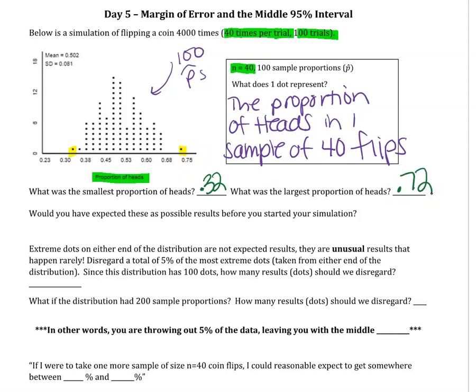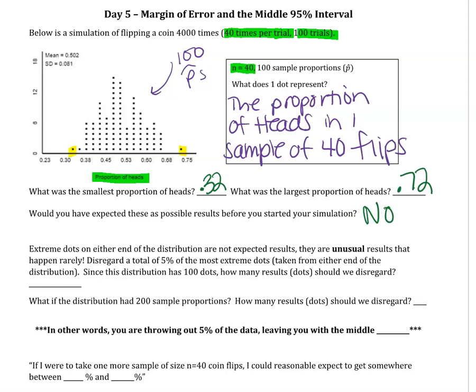Now, would you have expected these possible results before you started your simulation? If you were to guess, flip the coin 40 times, you're going to say 32% of the time you'll get heads, or 72% of the time you'll get heads. Is that something you'd likely say? Probably not. You'd probably say something closer to 50%. So, anywhere like 55% of the time, or 62% of the time, or 48% of the time. Something closer to that mean. 0.32 and 0.72 seem pretty extreme. So no, I wouldn't say that I would have expected those.